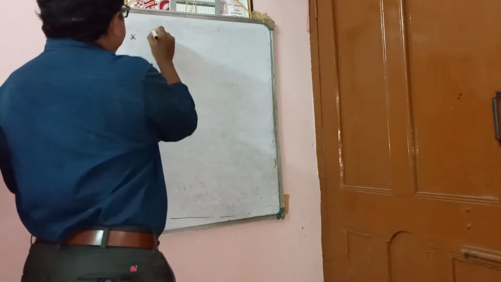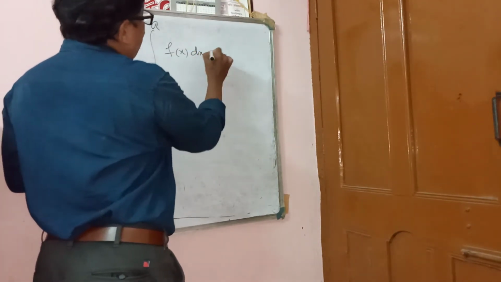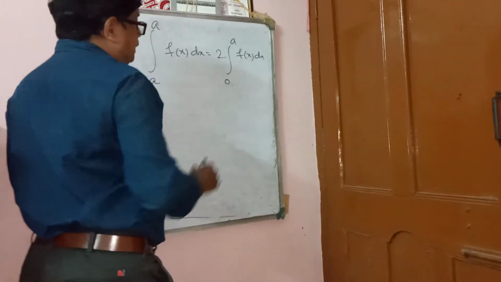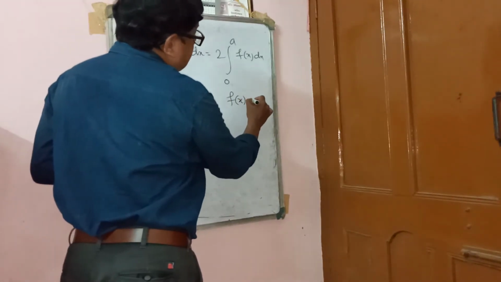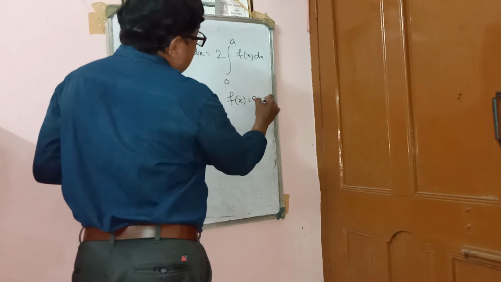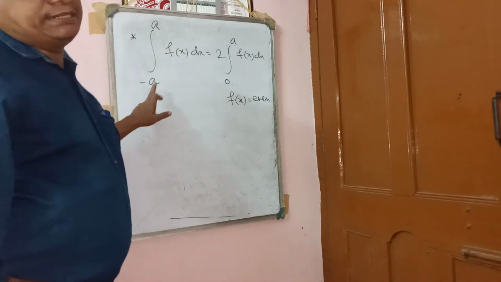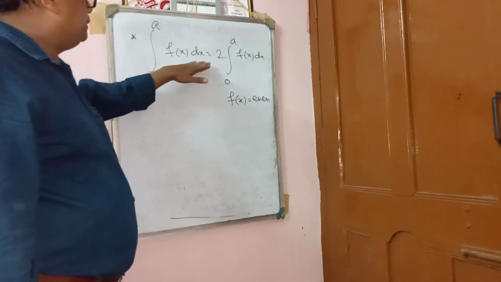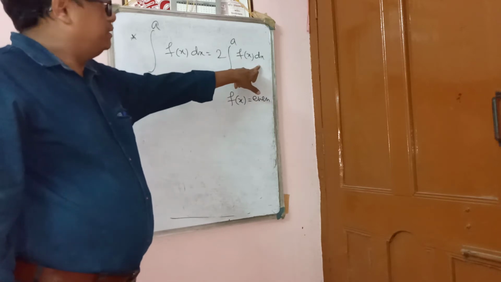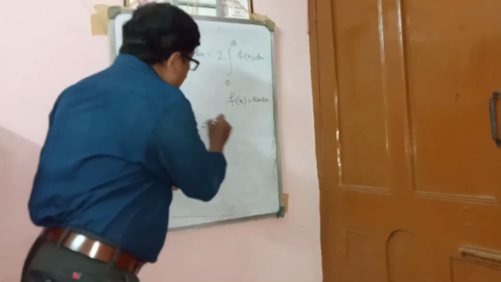Suppose the integral from minus a to plus a of f(x) dx equals 2 times the integral from 0 to a of f(x) dx, if f(x) is an even function, that is, f(minus x) equals f(x). The integral from minus a to plus a of f(x) dx equals 2 times the integral from 0 to a of f(x) dx if f(x) is an even function.